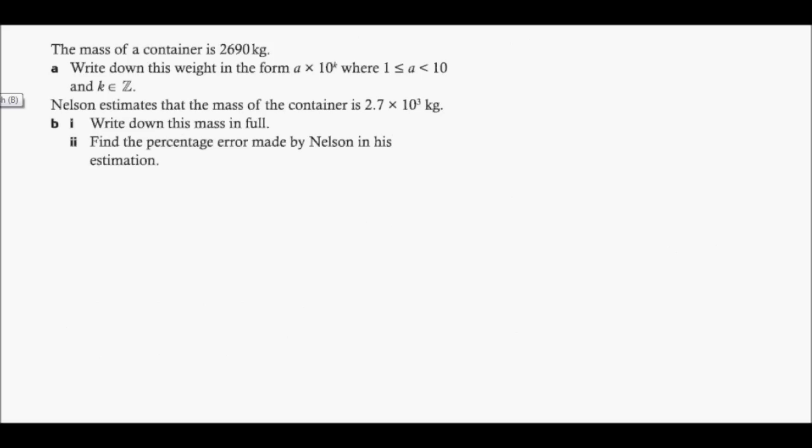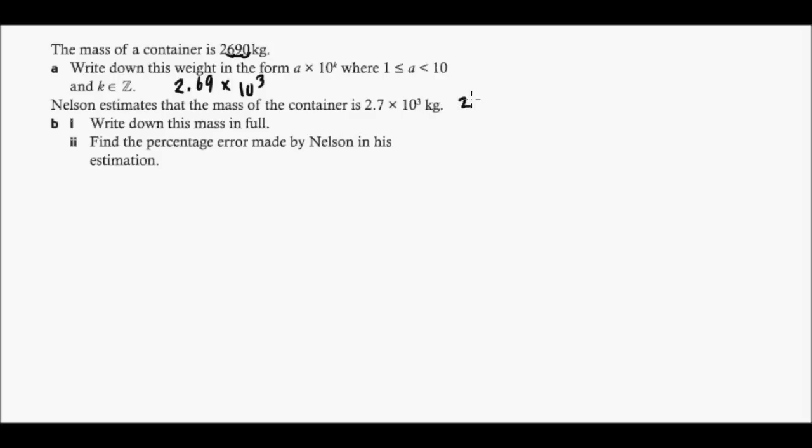Okay, it says the mass of a container is 2,690 kilograms. Write this down in scientific notation. Okay, so again, I'm just going to make a decimal here, 2.69, and then it's going to be times 10, because I moved 1, 2, 3 spaces, so it's going to be times 10 to the third power.